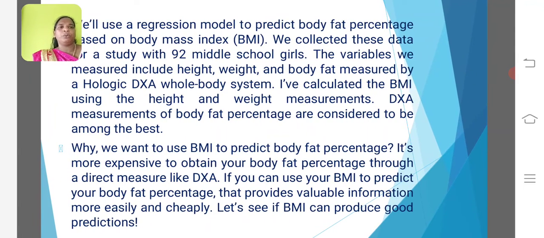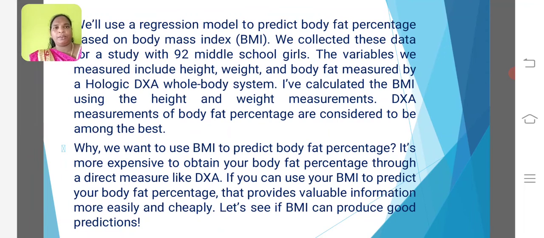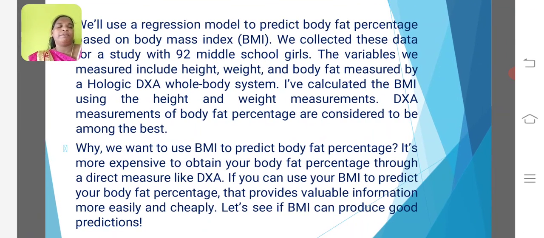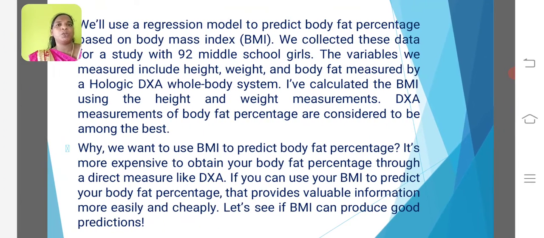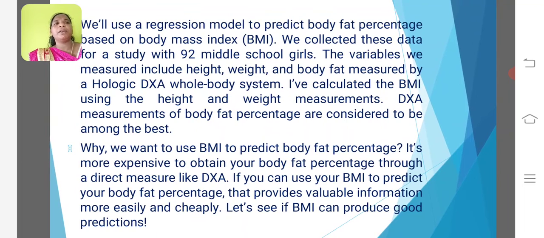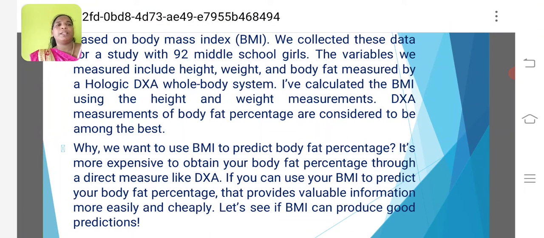We want to use BMI to predict the body fat percentage, because DXA gives the same thing, but DXA is not costly. So it is the bias method. Whether the error is systematically high or low, we can now use DXA also. In this process we can have good predictions.